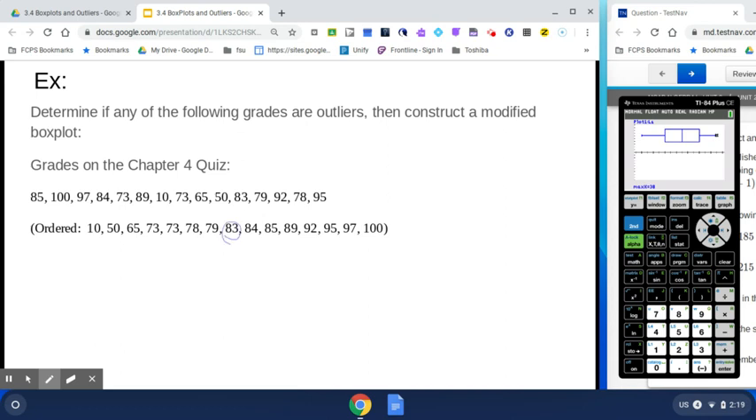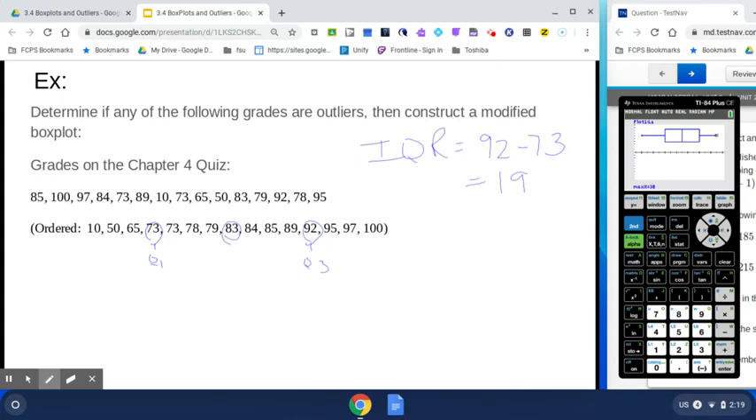This splits the data into 2 halves, a lower half and an upper half. It looks like the middle of the lower half is 73, so that's Q1. And the upper half is 92, so that's Q3. If I find the IQR, I would subtract Q3 minus Q1. So I get an interquartile range of 19.